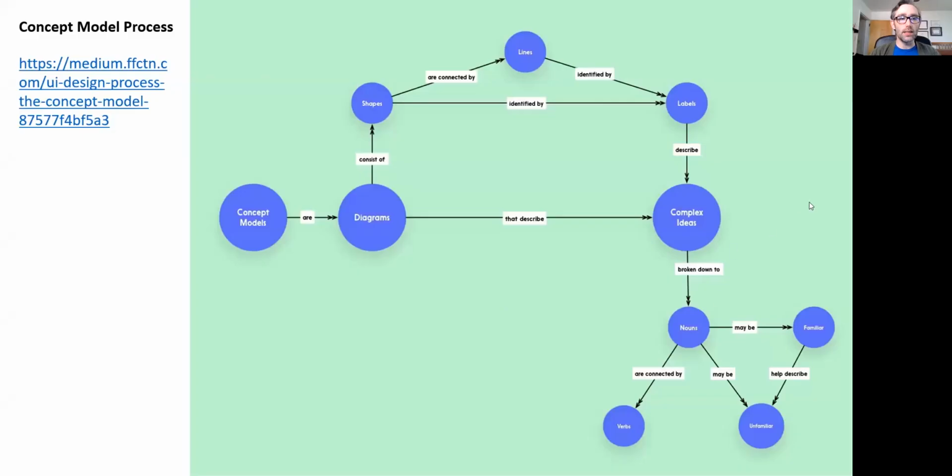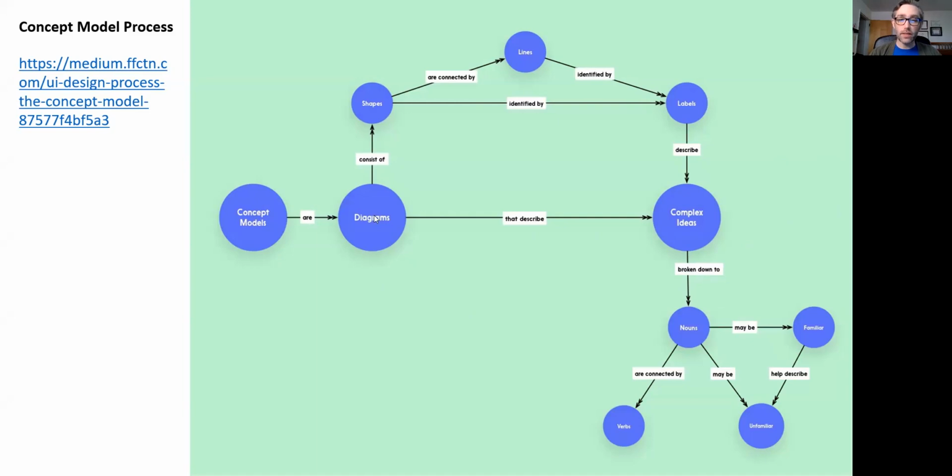The first one is called the concept model. In the concept model process, it's a method that is used to understand the relationships between all of the components within a subject, within an application, within a design, within a system, with anything. Okay, and this is how you visualize it. So just walking through this, here's the template.